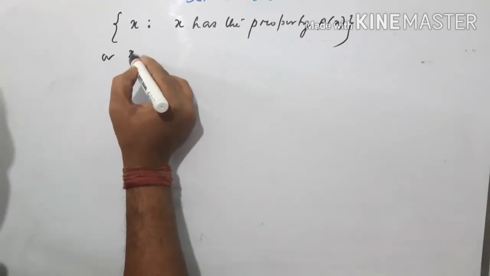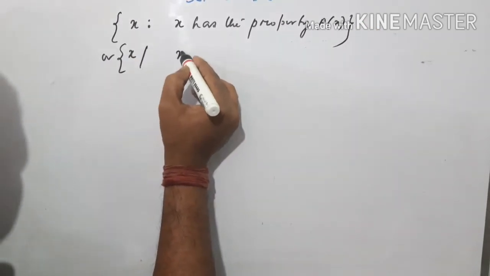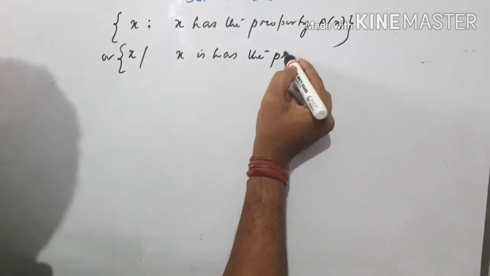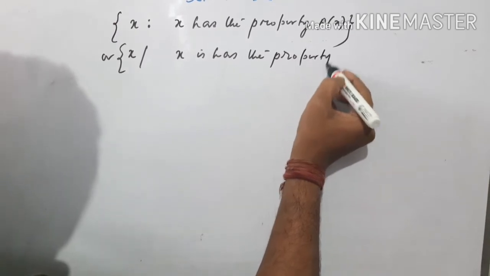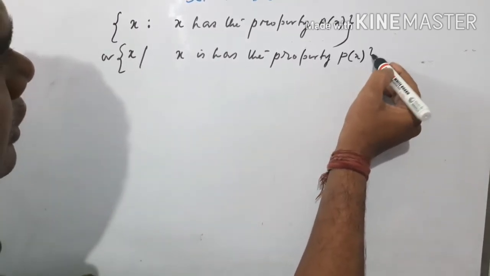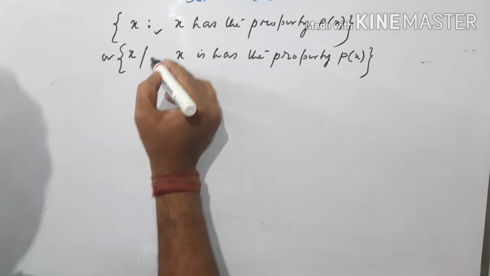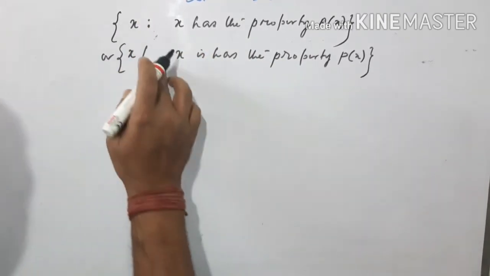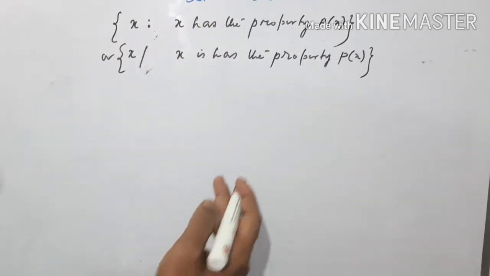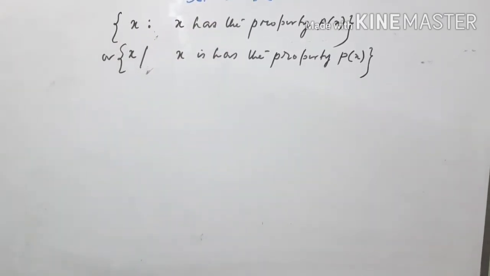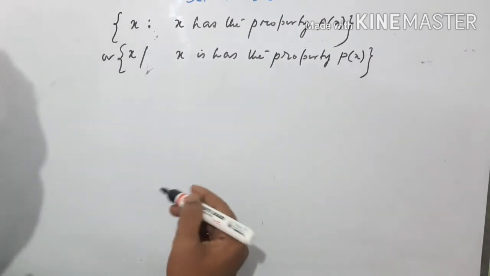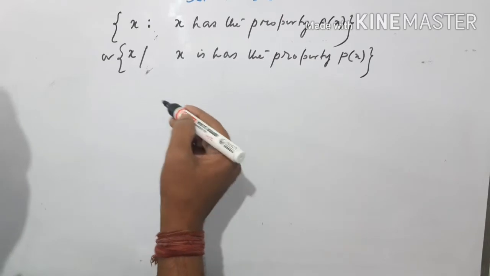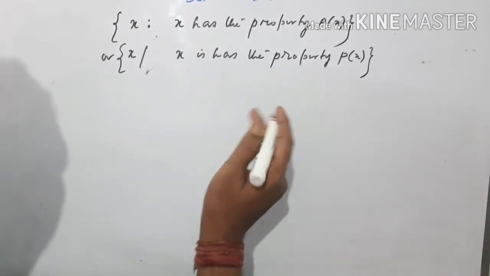Or X oblique X has the property Px. Now see that both symbols, the do and the oblique, are read as such that. So ultimately whatever the symbol may be, we read it like this: X such that X has the property Px. Now let's see some sets which are described by using a set builder method.